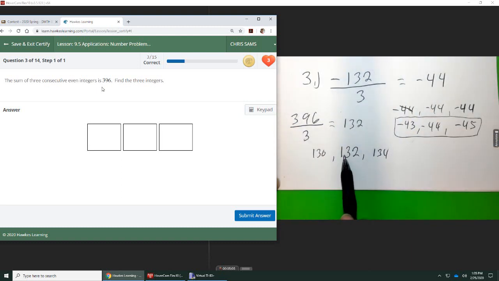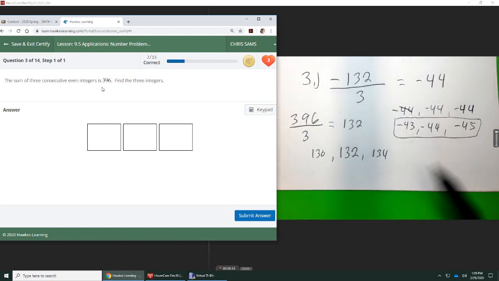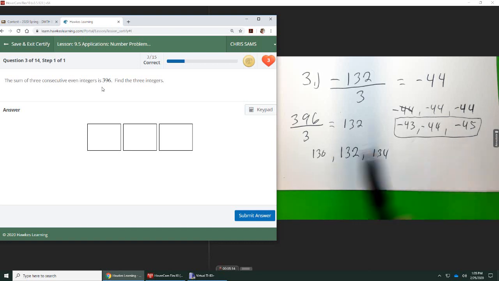The reason I'm adding 2 is because we want even. So adding and subtracting 1 just gives me 3 integers back to back. But if we want them to be even, we have to add 2. And so this time we want negative 134, negative 132, and negative 130.